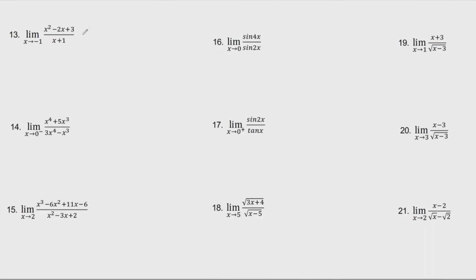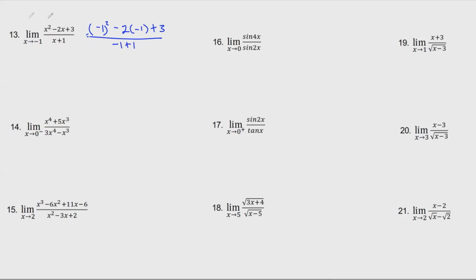So number 13. Now let's try substituting the value. What we get here is negative 1 squared minus 2 times negative 1 plus 3 divided by negative 1 plus 1. But remember, negative 1 plus 1 would be 0. So substitution doesn't work.